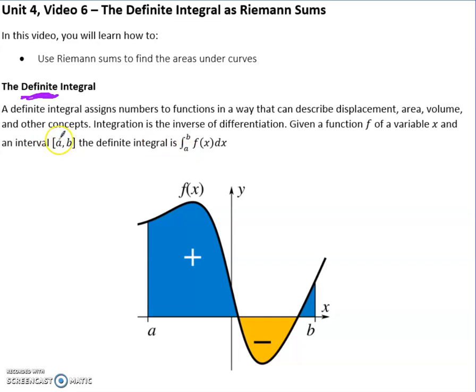So for example, on the interval a to b, we're going to write our integral, but now we'll say from a to b. So notice little a to b here, and then our f of x dx. So again, what this is going to refer to is the area under our curve. And when our area is above the x-axis, it's a positive value. When it's below, it's negative, and so on and so forth.